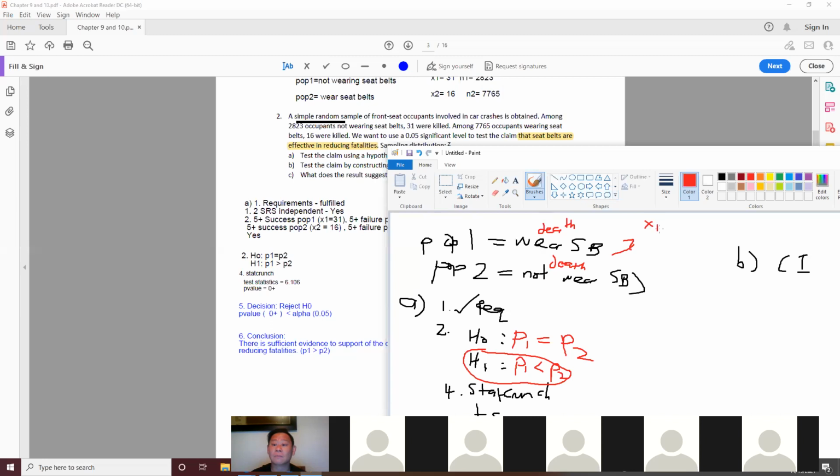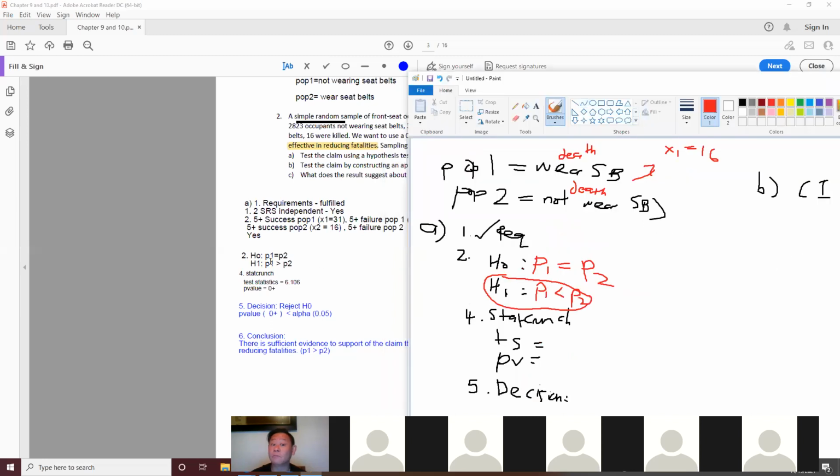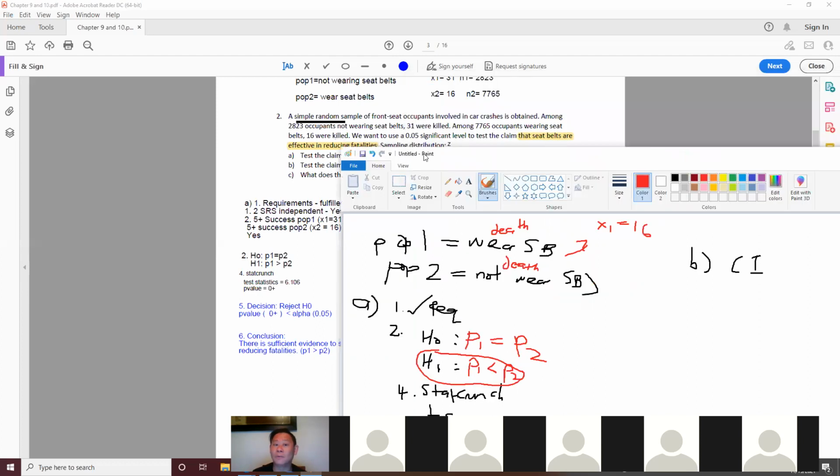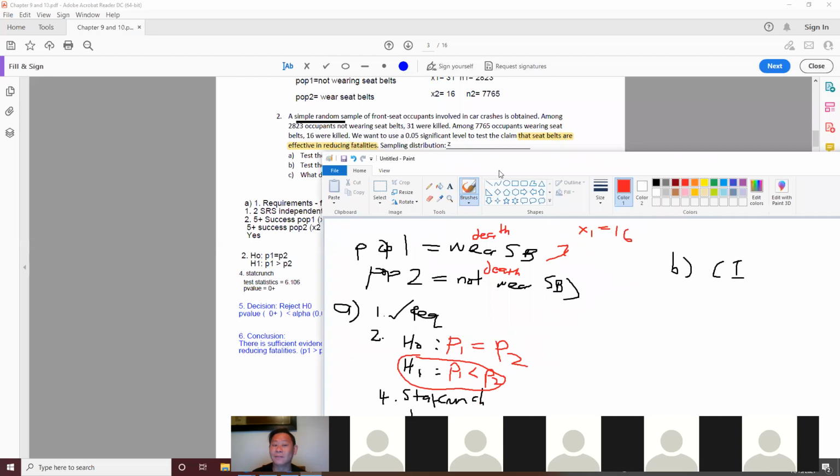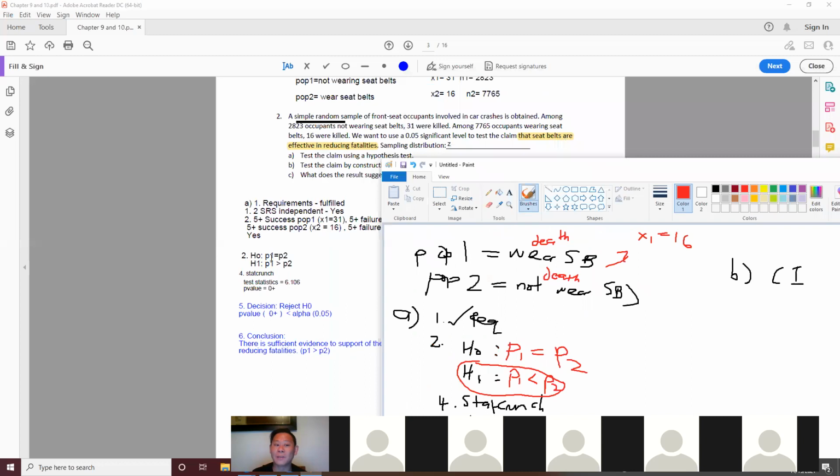Okay, so what's the difference in what we did before and what we're doing now? Your inequality is different. So how did it become less than? Well, because this means those who wear seatbelts, the death rate is less than those who do not wear seatbelts. Is that what the claim statement is saying? Yeah, it says seatbelts reduce fatalities. Because we used the same claim statement for the first one and it was greater than. Because P1 is those who do not wear seatbelts.